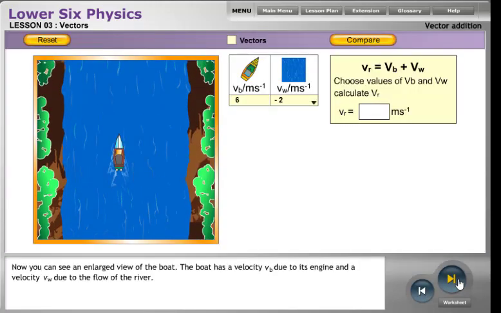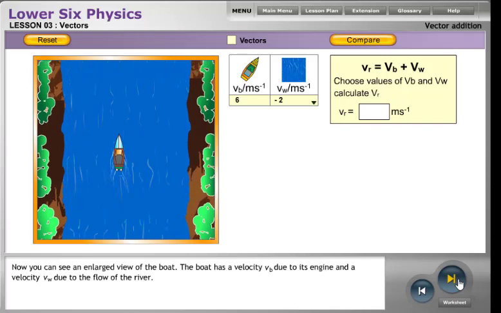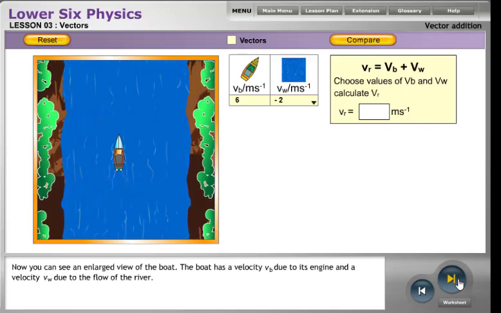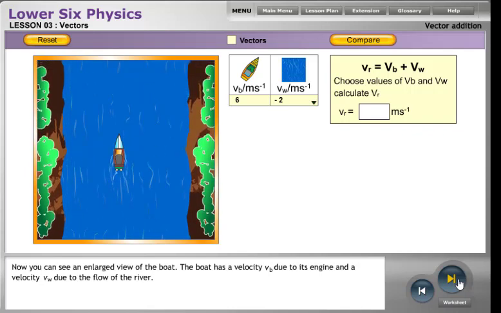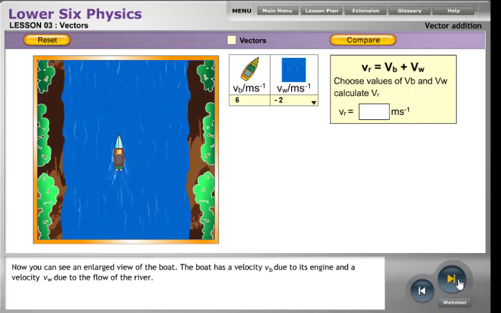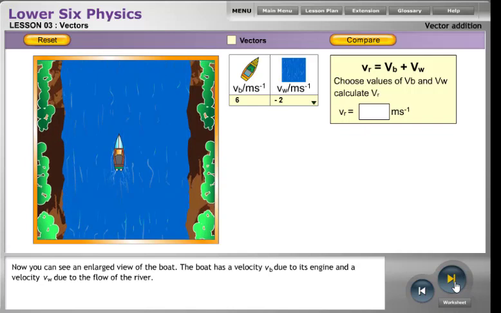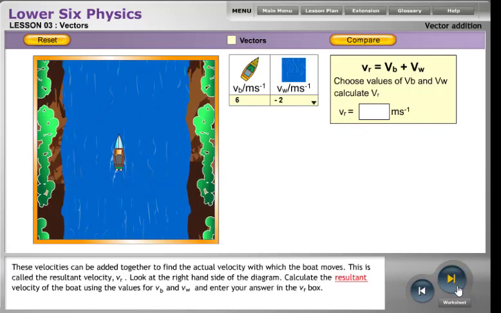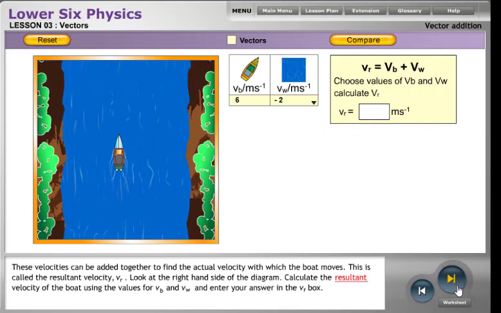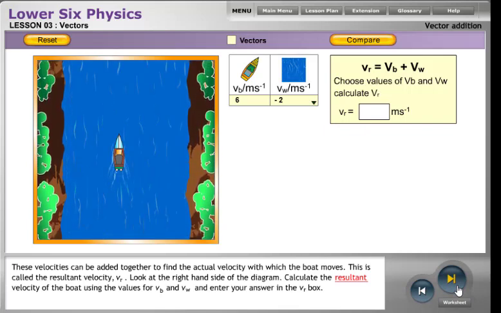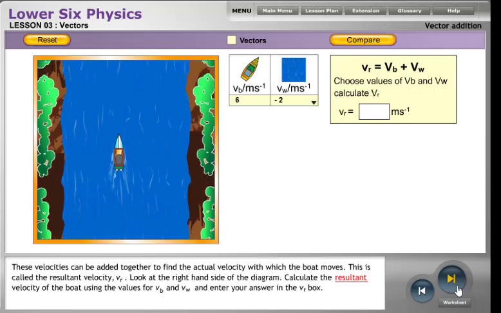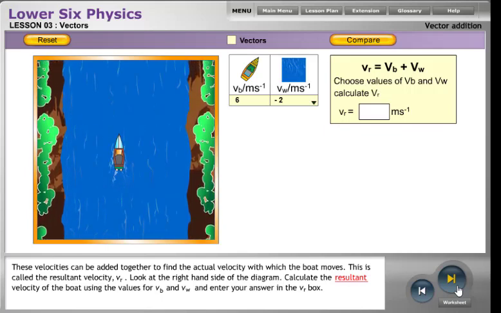Now you can see an enlarged view of the boat. The boat has a velocity Vb due to its engine and a velocity Vw due to the flow of the river. These velocities can be added together to find the actual velocity with which the boat moves. This is called the resultant velocity, Vr.